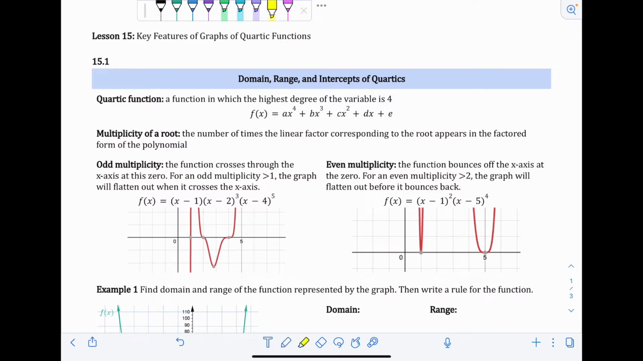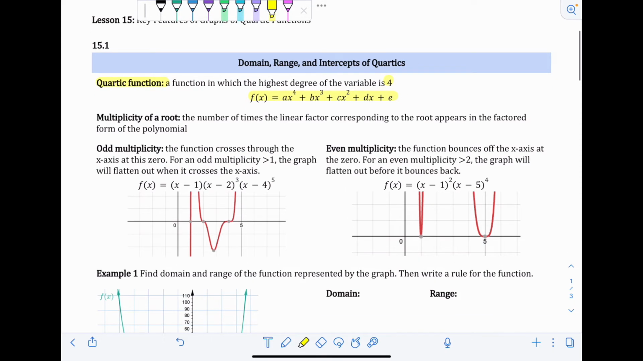So up at the top, 15.1, a quartic function is a function in which the highest degree of the variable is 4. So there is a standard form. It's kind of just in addition to all the standard forms you've learned before, where we know we're starting with the highest power first and we go down from there. So it's f of x equals ax to the fourth plus bx cubed plus cx squared plus dx plus e, with a constant at the end.